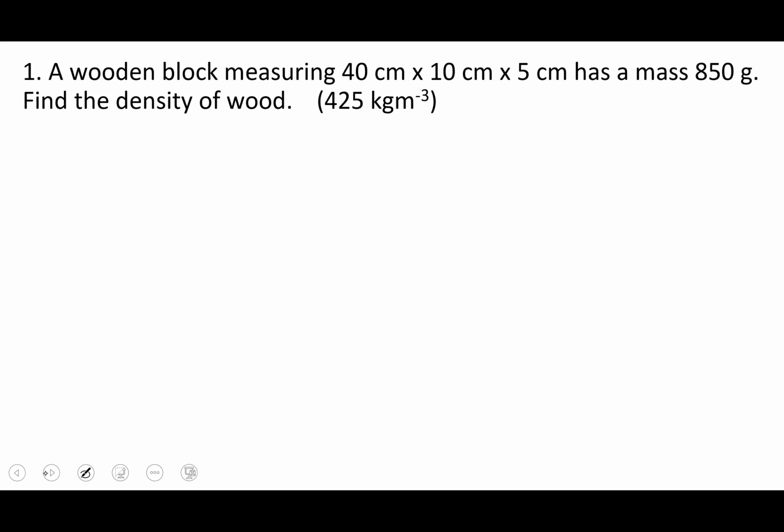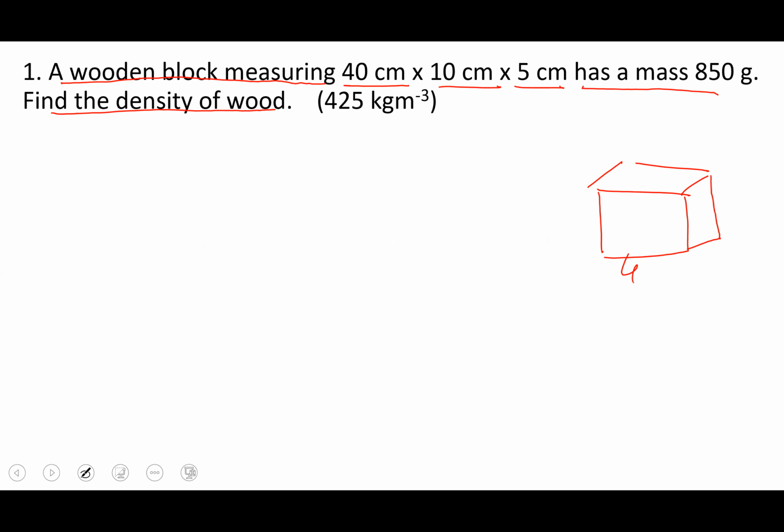First numerical says a wooden block measuring 40 centimeter, 10 centimeter, 5 centimeter has a mass of 850 grams. Find the density of the wood. Now this is a situation in which there is a wood and one side of it is 40 centimeter, one side is 10, and the height, let's say, is 5 centimeter. So the total volume of this wooden block is going to be 2000 centimeter cube.